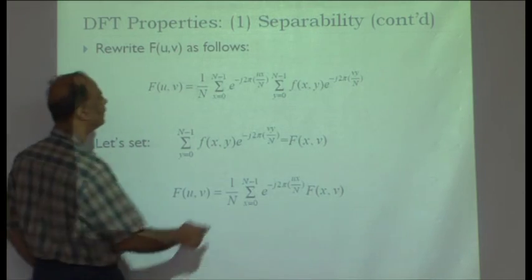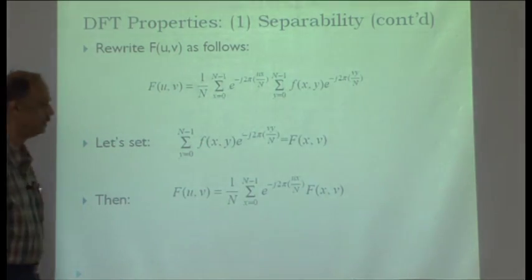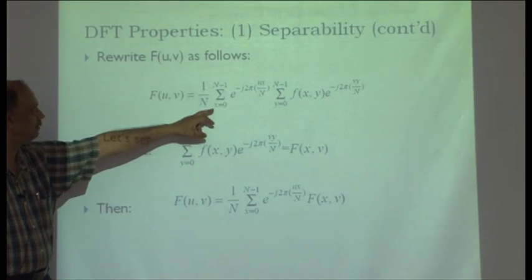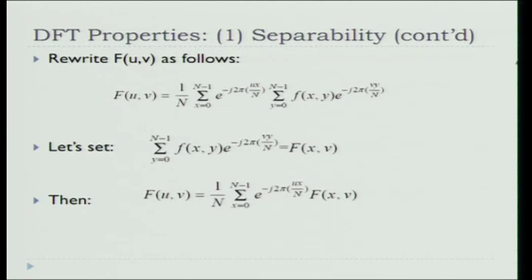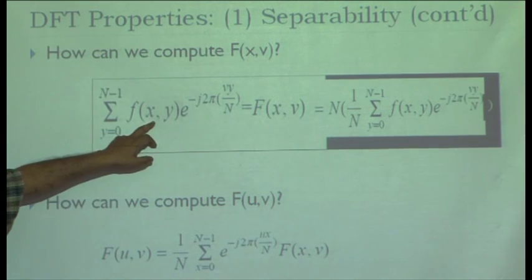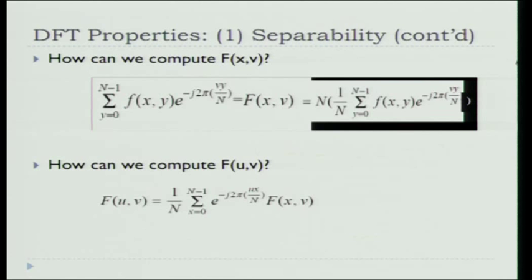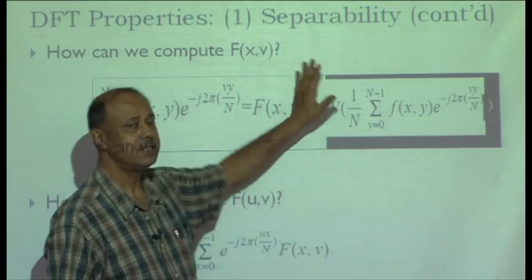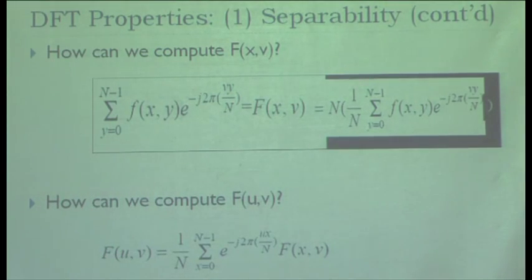Now, let us assume that this is equal to F(x,v). Then F(u,v) is nothing but 1 by n summation over x equals 0 to n minus 1 e to the power minus 2 j pi u x by n F(x,v). So, you have summation y equals 0 to n minus 1 f(x,y) e to the power minus j 2 pi v y by n, which can be written as n times 1 by n summation over y is 0 to n minus 1 f(x,y) e to the power minus j 2 pi v y by n. That means what? N times you will be doing the row wise DFT.